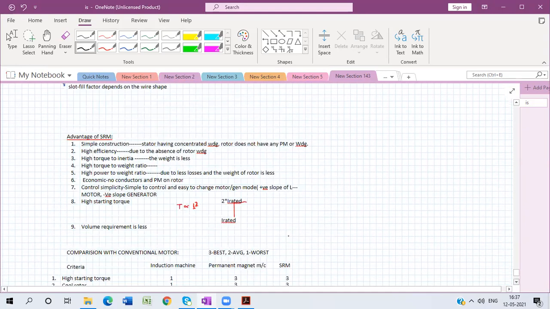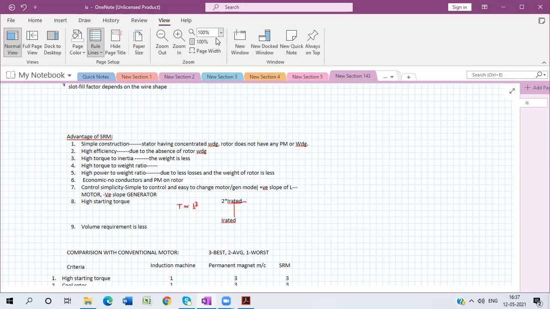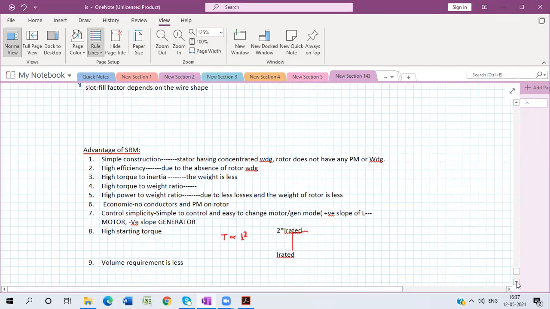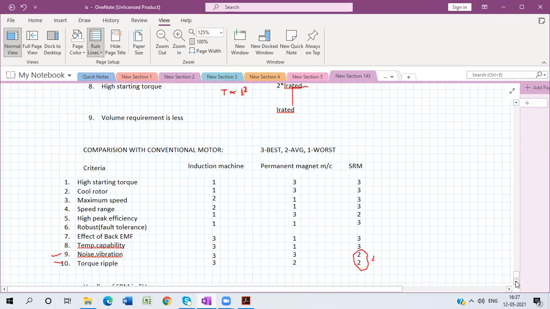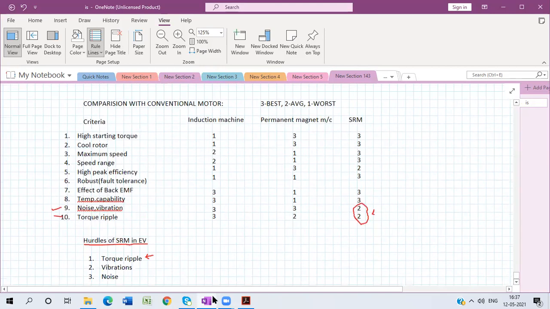Then what are the advantages of the SRM that we have discussed? We have compared the SRM with an induction motor and a permanent magnet motor from different points of view. In that case, we have discussed that noise, vibration, and torque ripple are the main drawbacks. So these three are the main constraints to use the SRM in electrical vehicles.